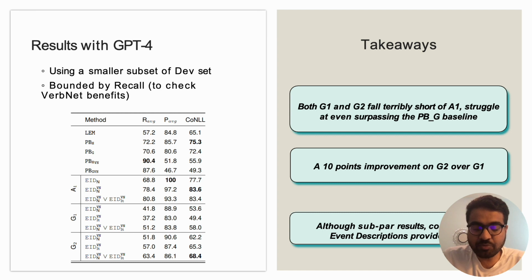Both GPT methods fall short of the annotator A1 and struggle at even surpassing the clustering method using just the PropBank roleset. Between G1 and G2, we see a significant improvement in G2 over G1 of 10 points in CoNLL score, hence showing that GPT-4 is able to aggregate the information from complete events in generating better X-AMR graphs. Although the results are subpar, we believe that there is some value provided by GPT-4, especially in the generation of the concise event descriptors.